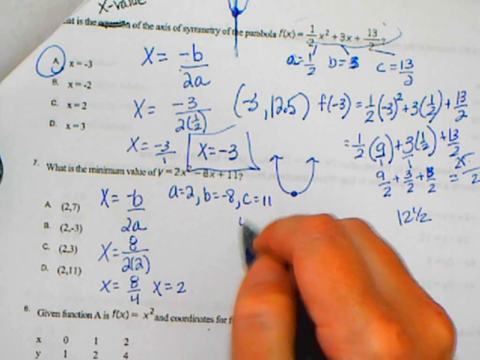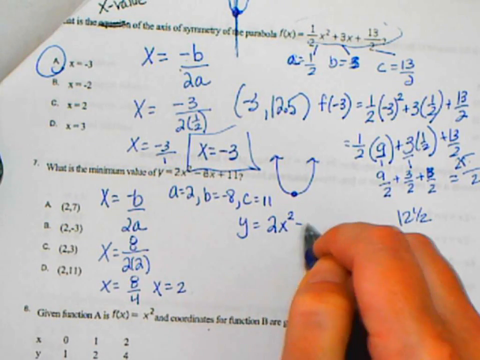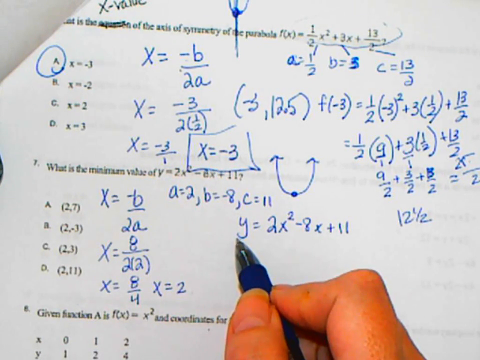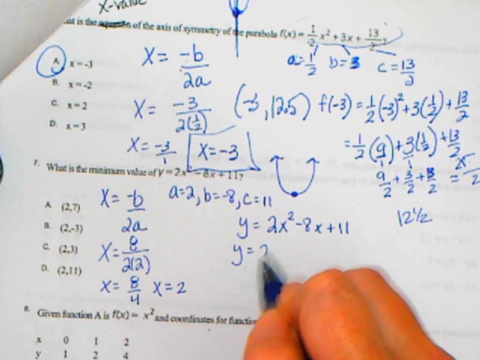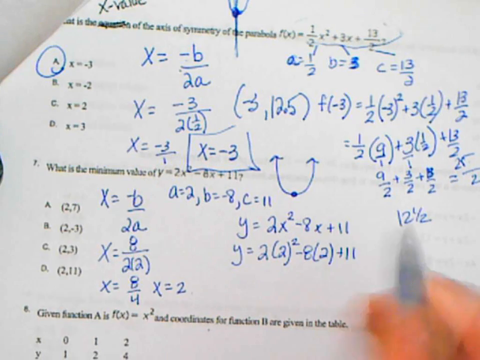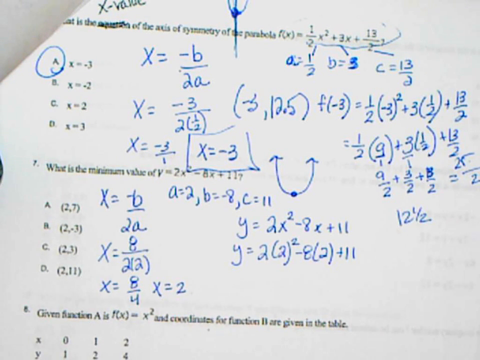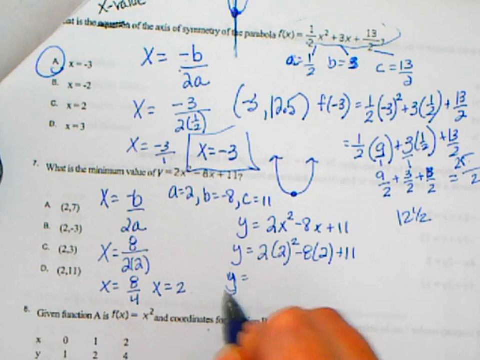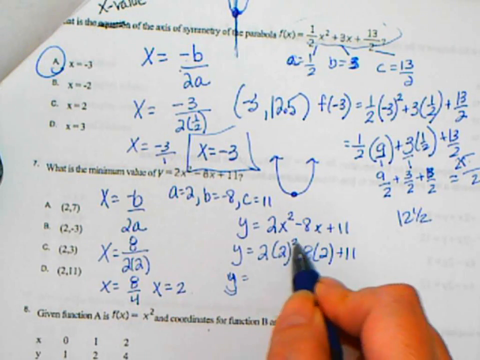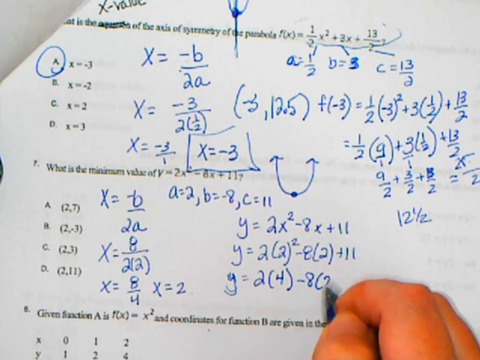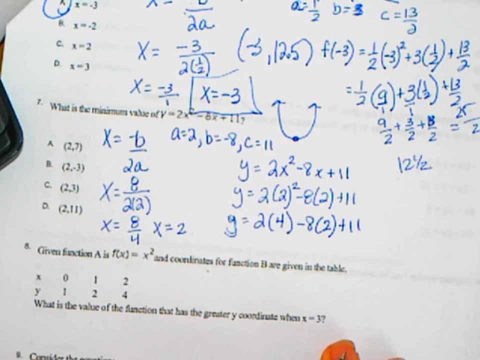So when x is 2, what is y in this function? I take the function, and I want to know when x is 2, what is y? So wherever I see an x, I plug in a 2. Make sure you do your order of operations correctly. Do not multiply 2 and 2 first. You got to do the exponent first. So 2 times 4. Then I'll take care of this multiplication.